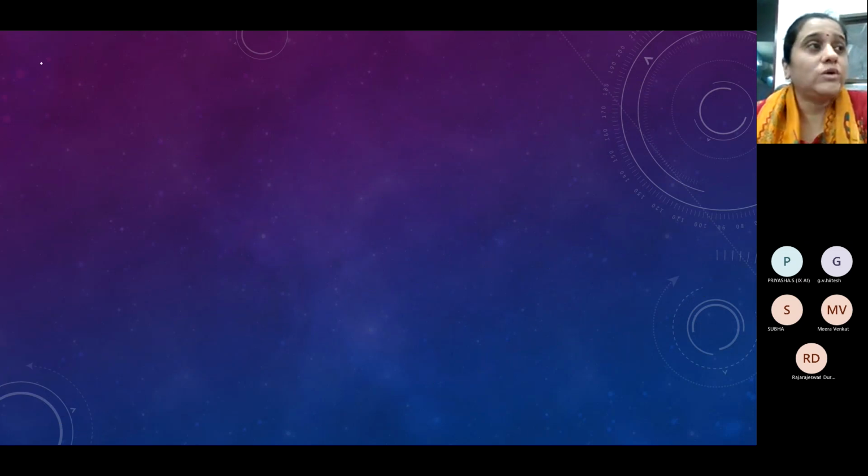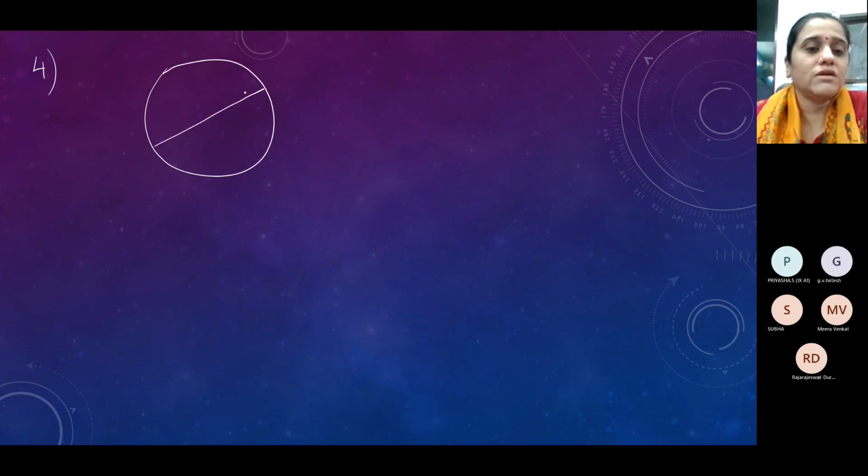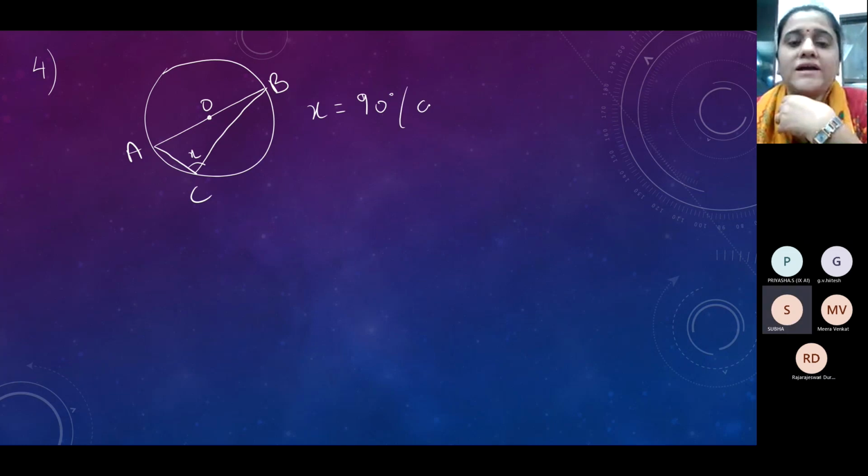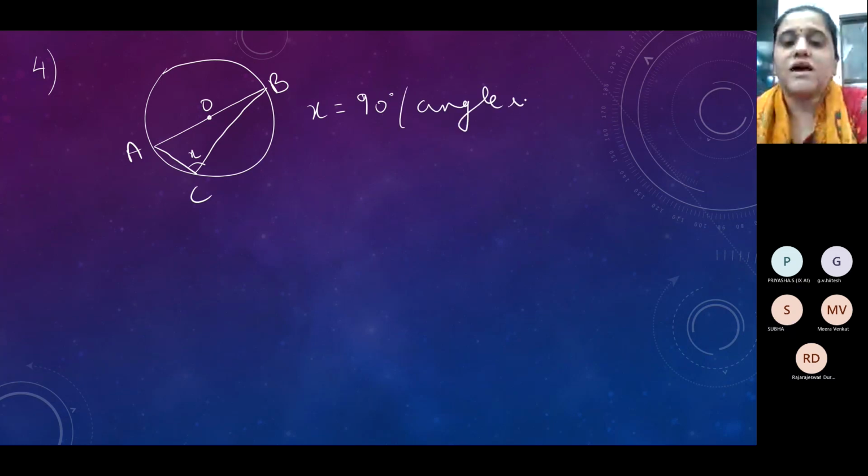Okay. Next, we'll have to go down to 9th standard also. What is the measure of this angle? What's the measure of angle X? X is equal to 90 degrees because angle in a semicircle is a right angle. 9th standard: angle in a semicircle.